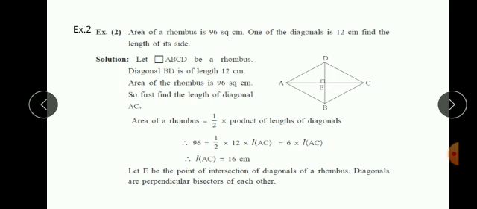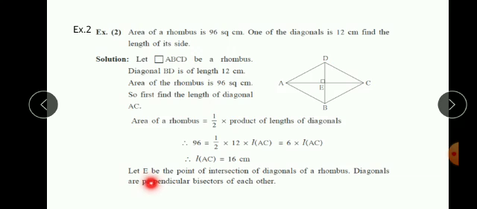96 upon 6, that is 96 divided by 6. So what we have? 16 centimeter. So length AC is equal to 16 centimeter. Now let E be the point of intersection of diagonals of a rhombus.